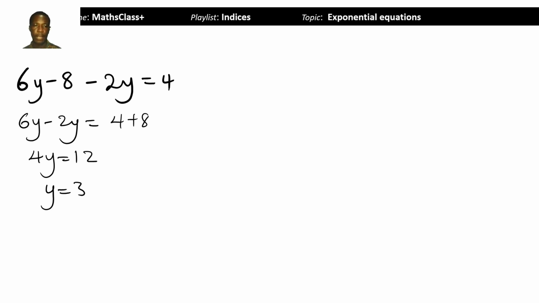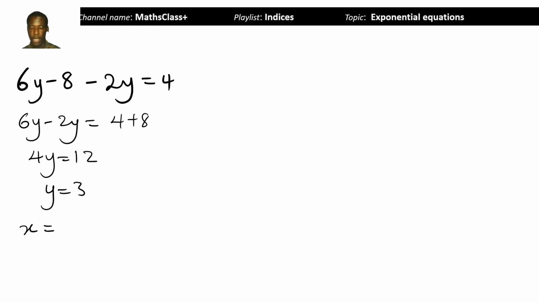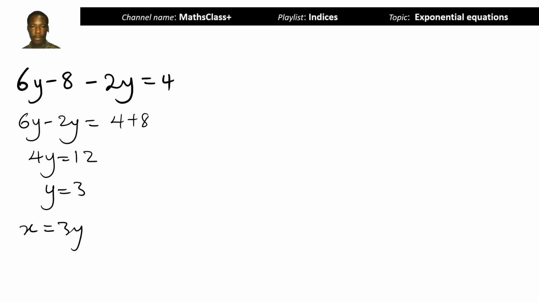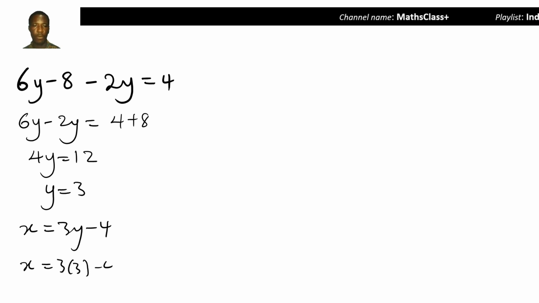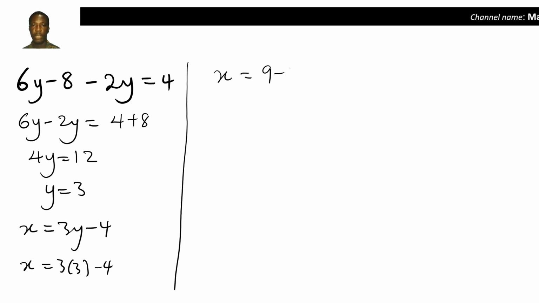Now remember that x is given as 3y minus 4. So now that I have the value of y, I'm going to substitute to obtain x is equal to 3 multiplying 3 minus 4. So x is equal to 9 minus 4, which is equal to 5 as the answer.